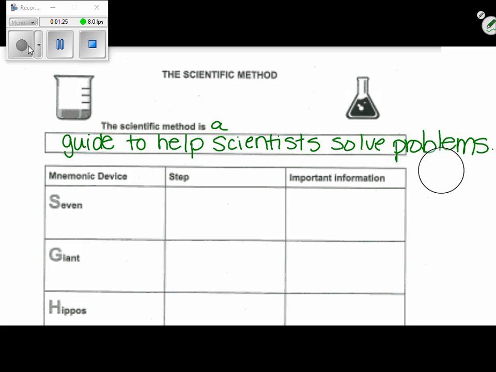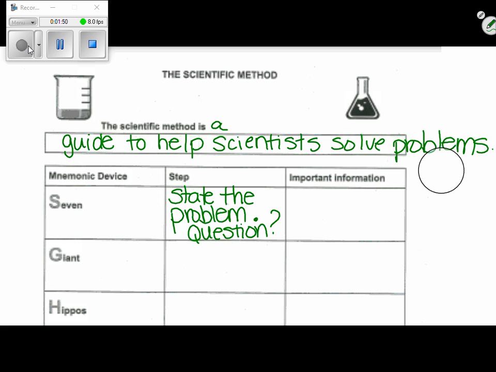So, we use a mnemonic device to help. On the left side of your paper, you'll see 7 giant hippos eat orange and red candy. The first step is state the question. So state the problem, but make it a question. State the problem. We always use a question.